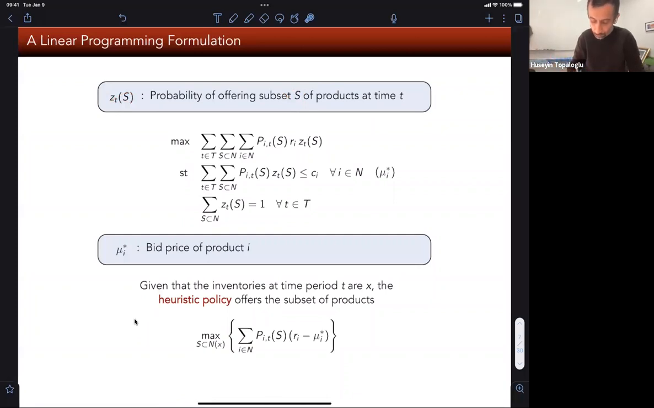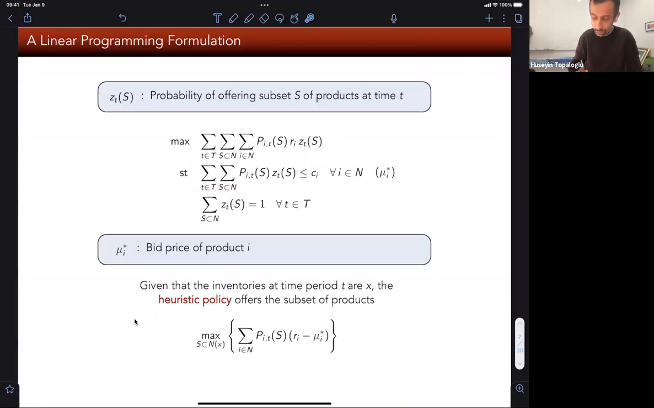At time period t, if I offer the subset S of products, this is the probability that an arriving customer is going to purchase product i. If the customer purchases product i, we make a revenue of r_i over all products. So this is the expected revenue that we obtain if we offer the subset S of products at time period t. This is the probability that we offer the subset S of products, over all assortments. This is the total expected revenue that we obtain at time period t. Over all time periods, this is the total expected revenue over all time periods that I'm trying to maximize in the objective function. This constraint that we have here is a capacity constraint.